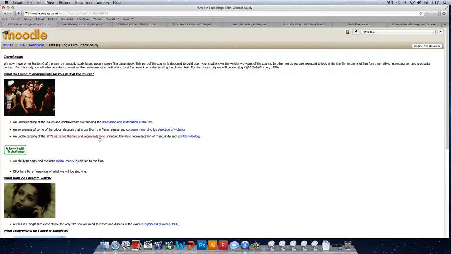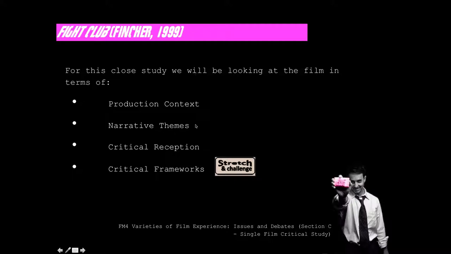The stretch and challenge stuff, if you're going to use critical theory, I'll come back to that in a moment. But the overview on Fight Club is probably the starting point for your revision. Let's wait for that to open. Because this will give you a sense of what we've covered, and obviously what you need to discuss in the exam. So, the four key areas: production context, narrative themes, critical reception, critical frameworks. Obviously, there are going to be specific questions on these. So question 17 is the critical framework question, which is perhaps the more challenging one, which might be best avoided if you're not that confident.